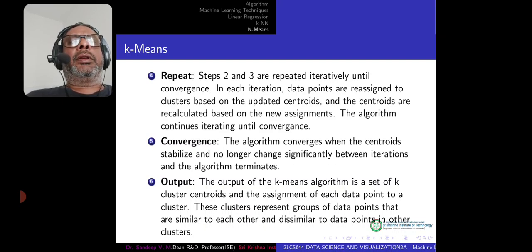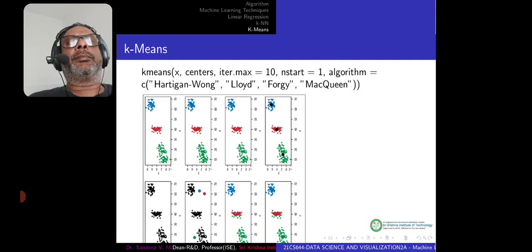Now the output of the k-means algorithm is a set of k clusters or centroids and an assignment of each data point to a cluster. These clusters represent groups of data points that are similar to each other and dissimilar to the data points in the other clusters. That means all the points within a cluster have some similarities, and two points which belong to two different clusters don't have any similarities, they have more dissimilarities.